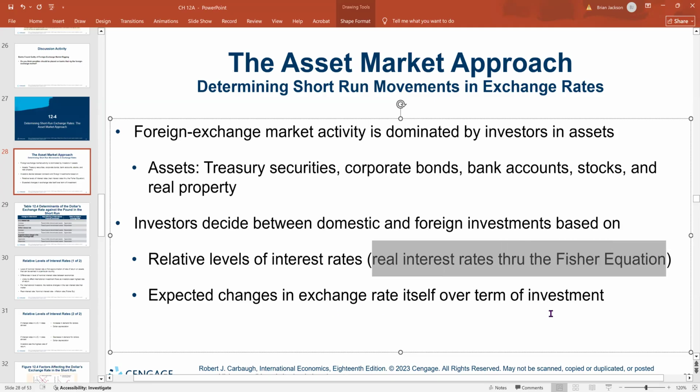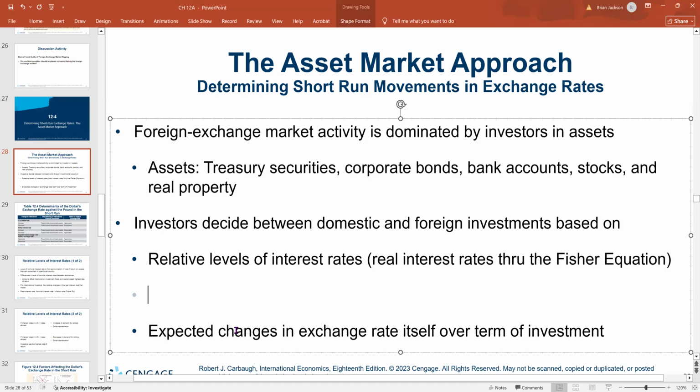The Fisher equation is simply, I wonder if I could write that here. Let me just say that the Fisher equation basically says that the real interest rate is equal to the nominal rate. And this is not exact, okay?